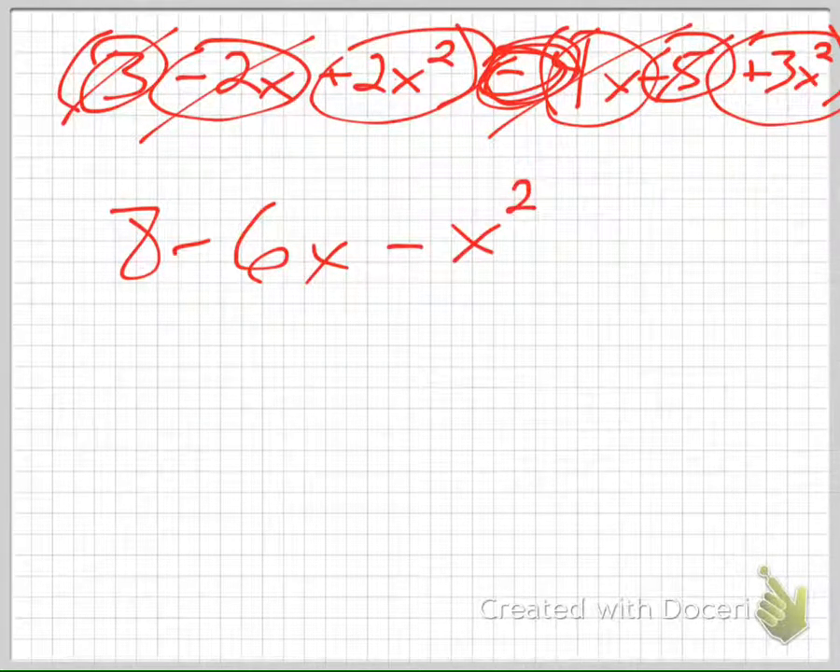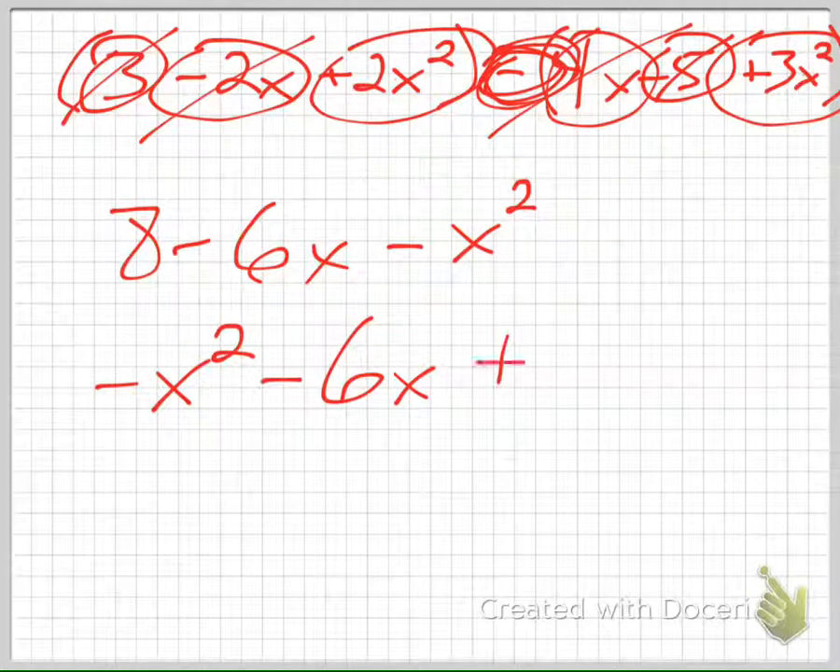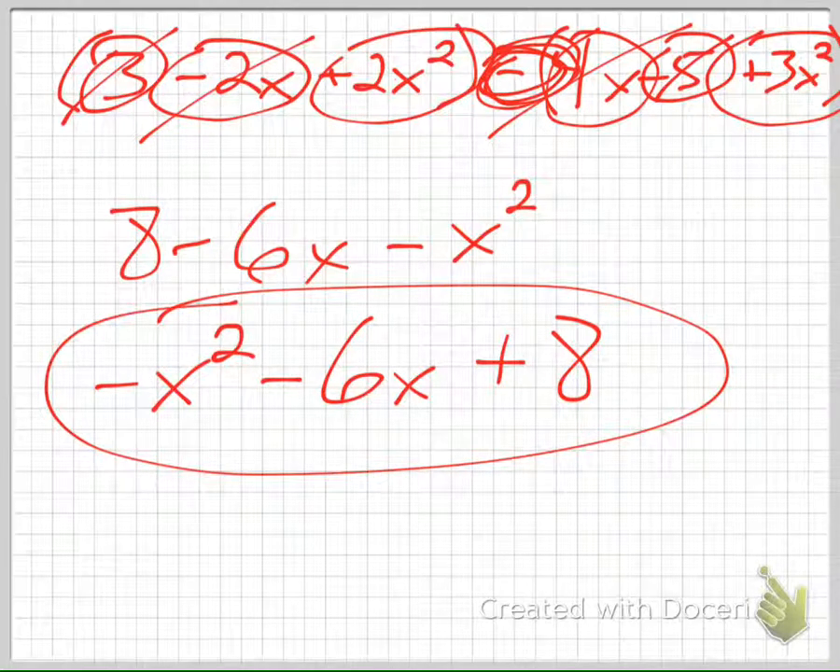Minus x squared. Rewrite it. Negative x squared minus 6x plus 8. And we're done. Is this super difficult arithmetic? No. Do you need to be meticulous and very careful and go, wait a second, which one? Oh yeah, it's minus. You see what I'm saying? You've got to just be careful.